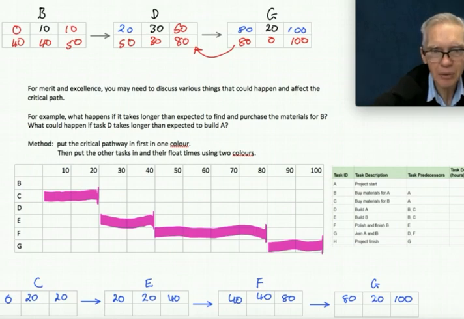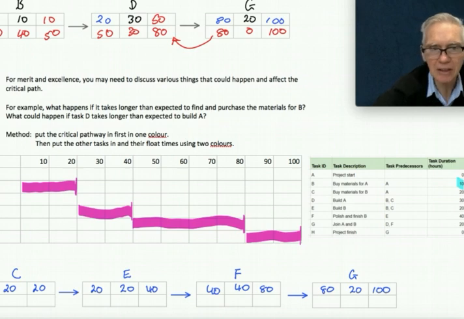So the method, put the other tasks in and their float time using 2 colours. I'll show you why 2 colours. Because task B takes 10 minutes. So we've got 10 minutes there, but we've also got a spare 10 minutes, because as long as it's finished by the time we start task E, because that's the critical one. So that's why I've got 2 colours.